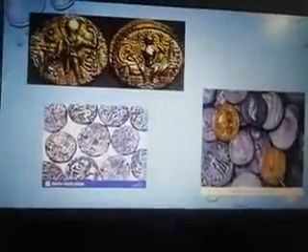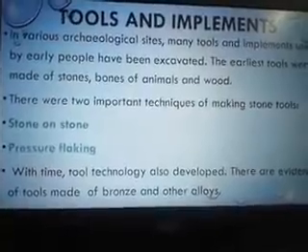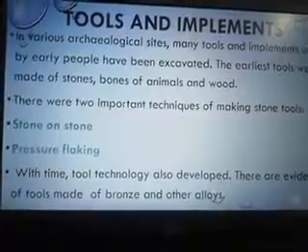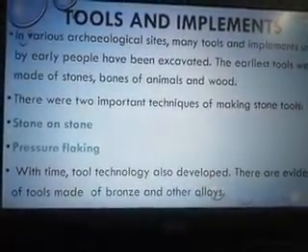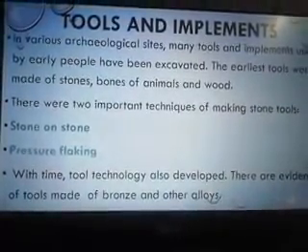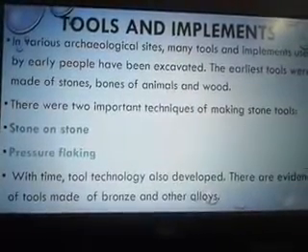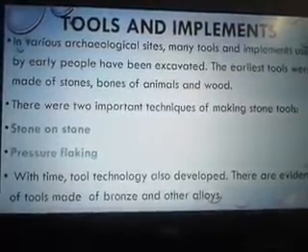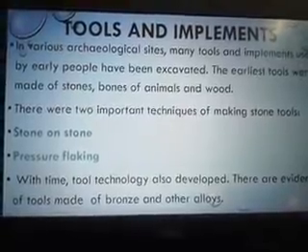Now talking about the second type of source, which is tools and implements. Children, tools and implements which were used by early men proved to be an important source of history again. For example, the earliest tools which were made up of stones, bones of animals and wood. These tools were basically used to make weapons for hunting, fishing, cleaning animal hides, carving wood, etc. So these tools and implements tell us a lot about history through their shape, structure and sharpness.